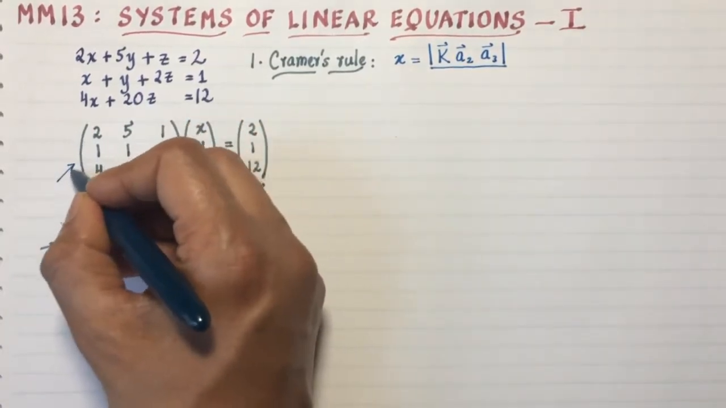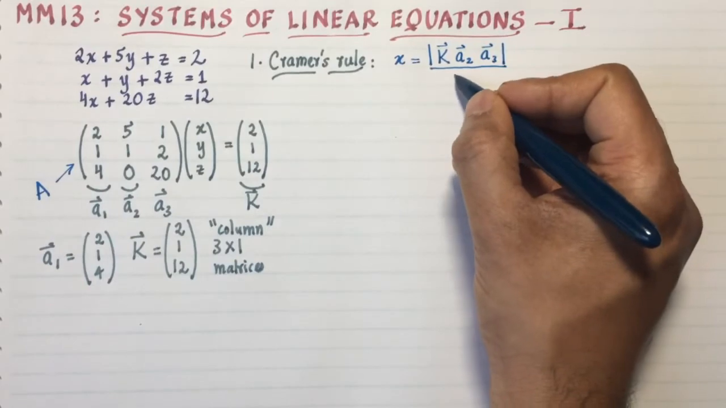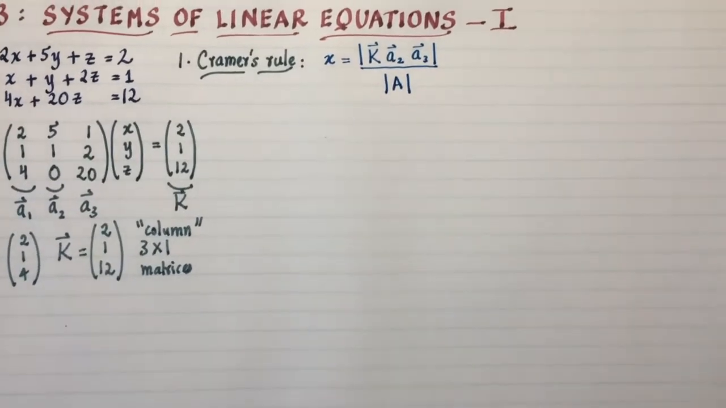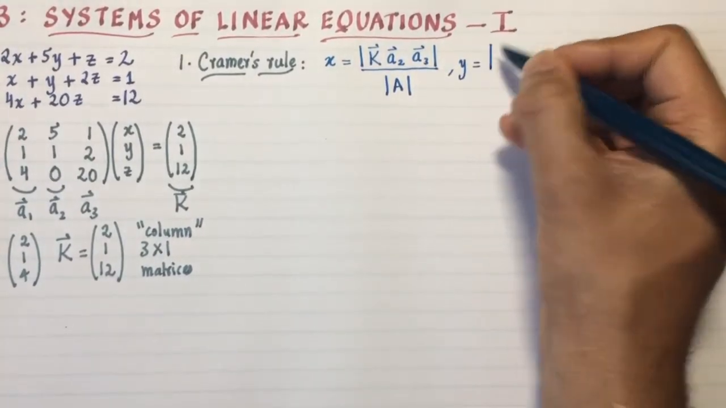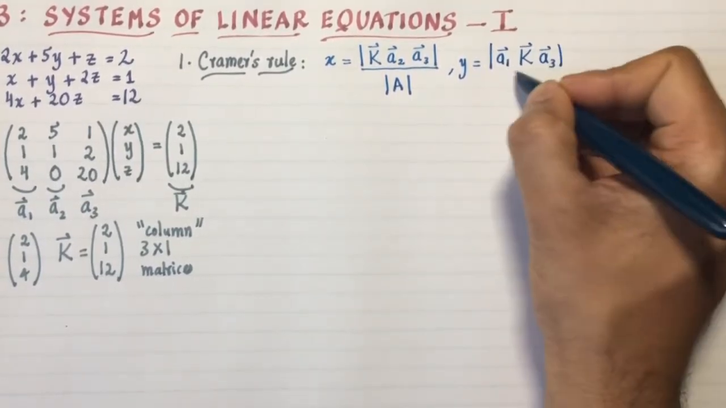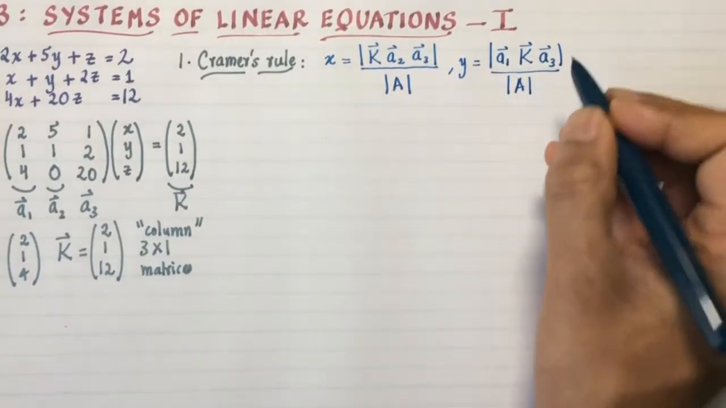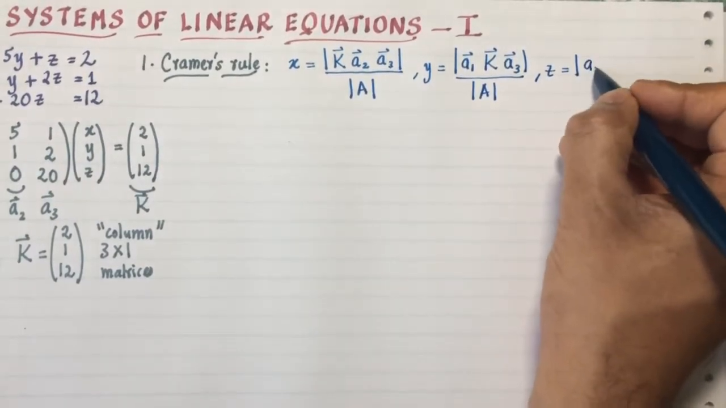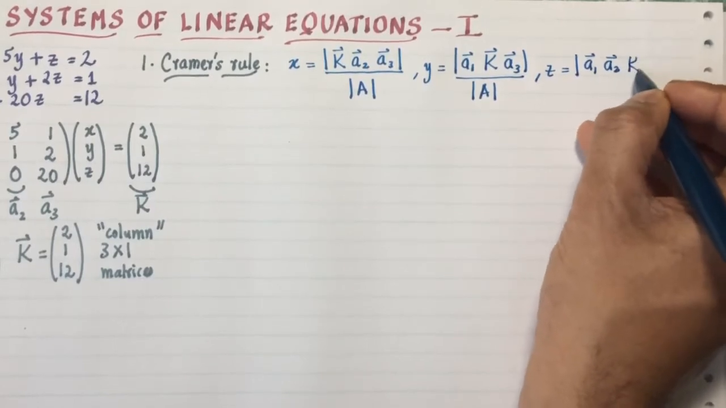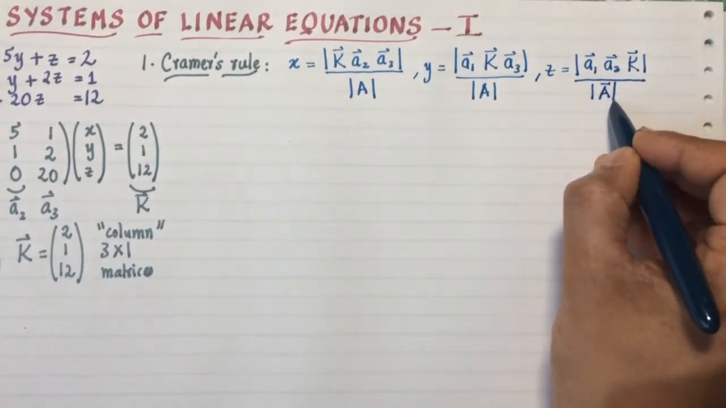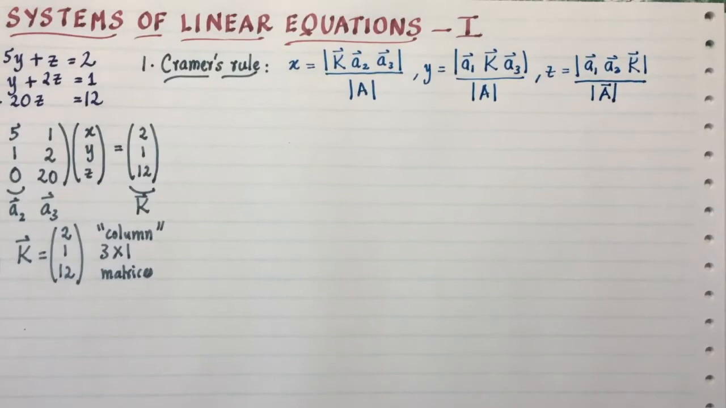Let me call this matrix A. So that'll be the determinant of A. And similarly, the Y and Z are the determinants of A1, K, A3, divided by the determinant of the matrix A. And the Z value is A1, A2, K, divided by the determinant of A. So it's a very straightforward procedure. I didn't mean to put the bar there. So let's try to do this for this problem.